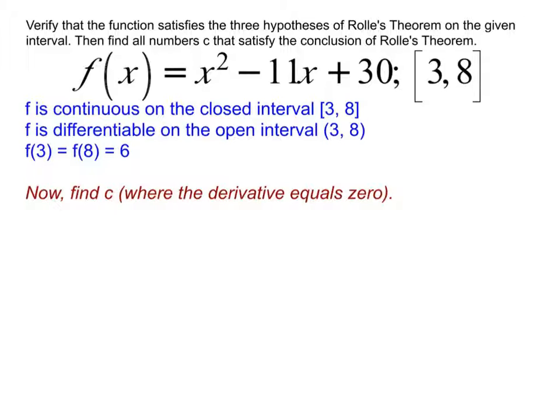So now, that was the first half of this. The first half is just verify that we can use Rolle's theorem. But Rolle's theorem tells us that there is some value c where the derivative equals 0. So basically, when it says find c, what it means is figure out where does f prime of x equal 0. So please go ahead and find that value.